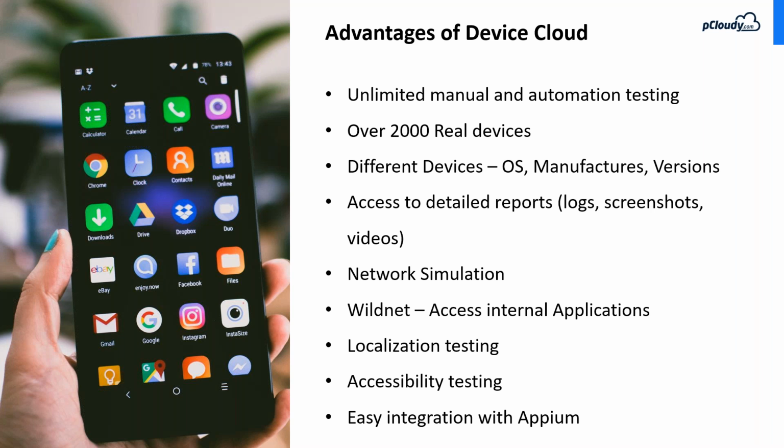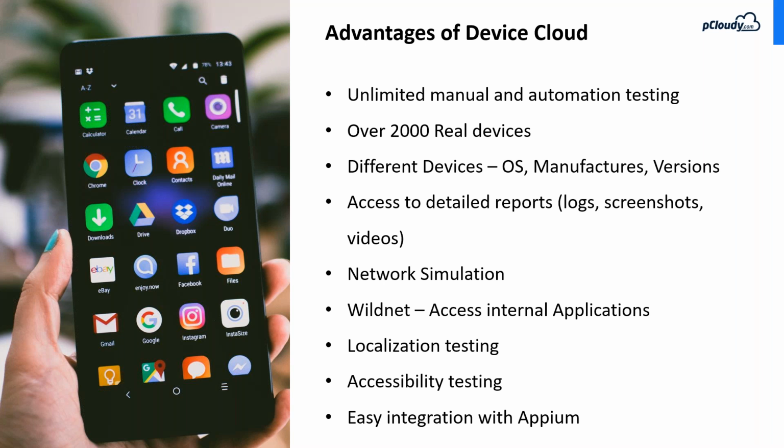You also have access to detailed reports. Once you have performed your test, either manual or automation, we provide a detailed report which has performance metrics like CPU, memory, and battery, as well as logs, screenshots, and videos. The entire session is captured in the form of video, so the videos and the logs will be available in the report section. You can use this detailed report for further analysis, be it for manual testing or for automation testing.